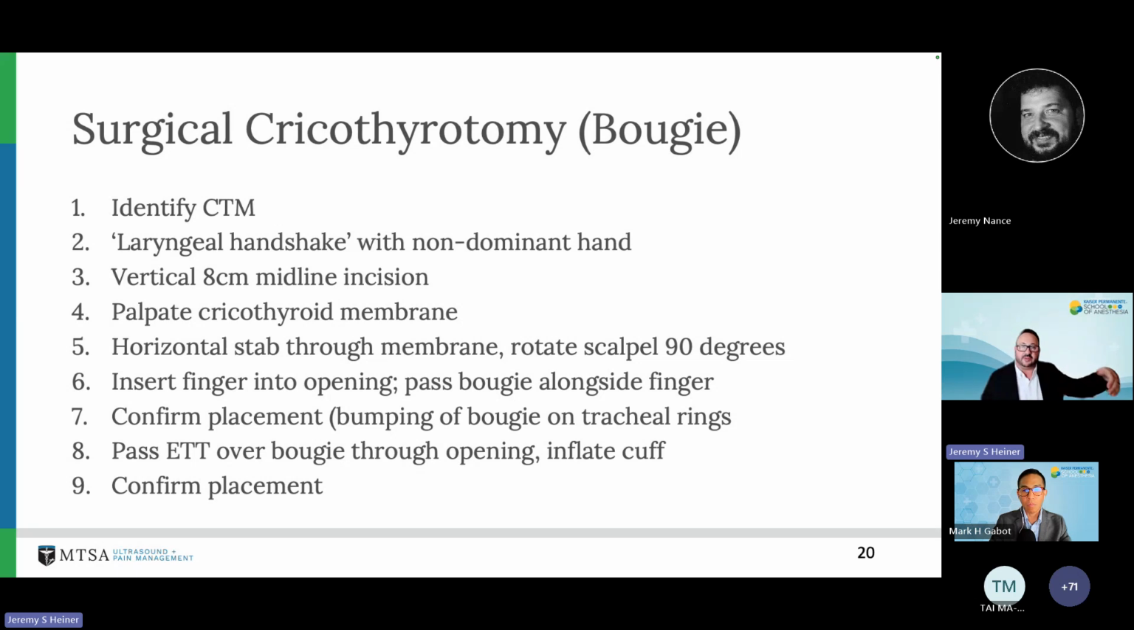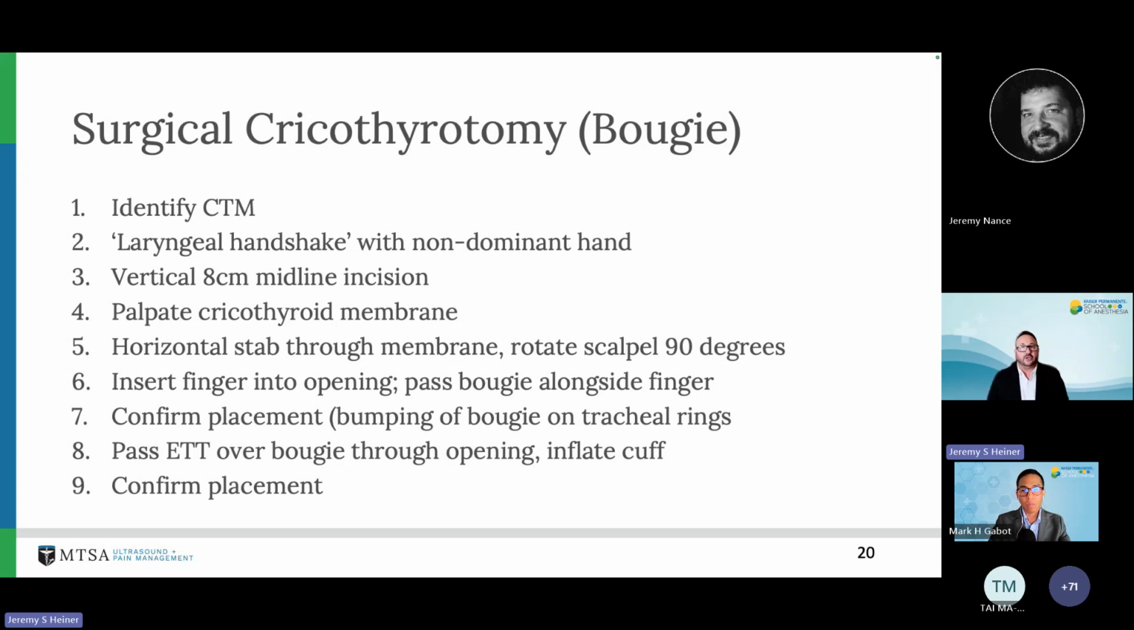In terms of the laryngeal handshake, this is a technique where you use your non-dominant hand. You'll stand on the right side of the patient. You'll come over the top of the head, start at the chin, and slide your thumb and your middle finger on the side of the neck down until you feel the thyroid cartilage. That's the biggest cartilage in the larynx. So you're going to feel that.